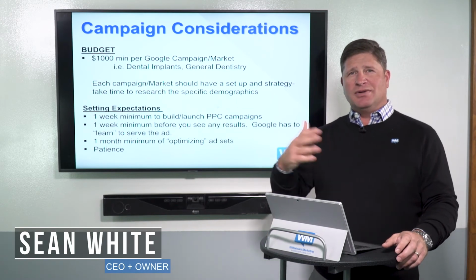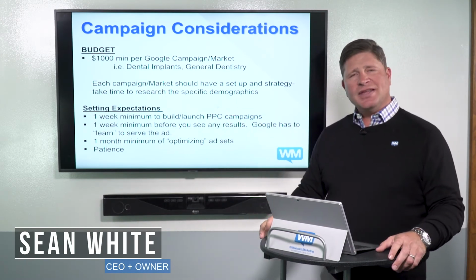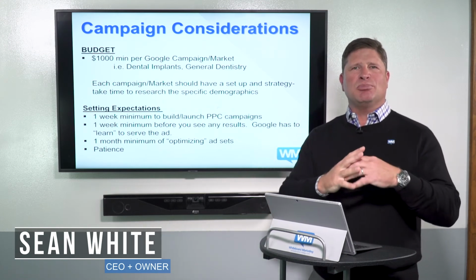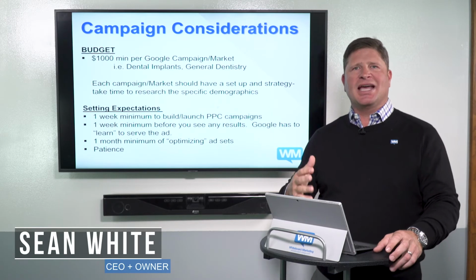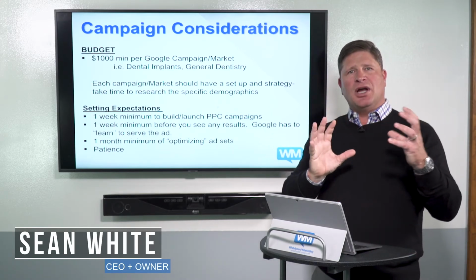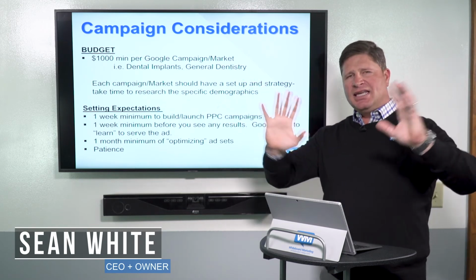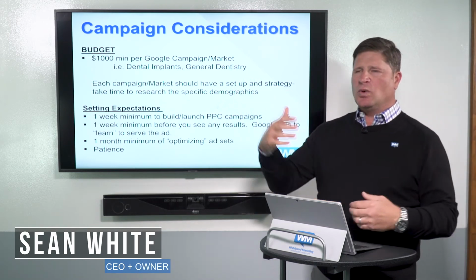Google has to learn it over time with their AI and serve the ad. Artificial intelligence serves the ad, so you have to give it some time to let it deploy and propagate. It's at least a month minimum to optimize your ads. So your marketing partner obviously does everything they can with your help to distribute the ads, get everything set up. Then it's about optimizing, what's being clicked on, what's not.